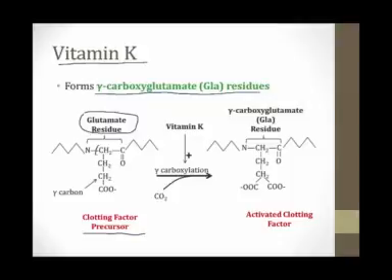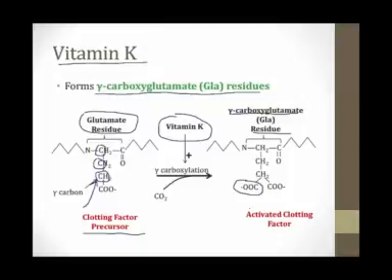So the carbon next to the nitrogen in glutamate is called the alpha carbon. The next carbon is called the beta carbon, and the third one is called the gamma carbon. What vitamin K does is contribute to the carboxylation of this gamma carbon. This means the addition of a carboxylic acid group to the gamma carbon. And vitamin K allows this to happen, and that creates gamma-carboxyglutamate residues in the clotting factors, and this leads to the formation of activated clotting factors.